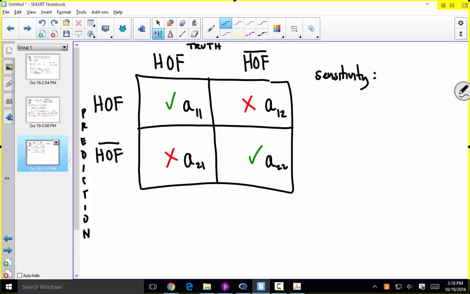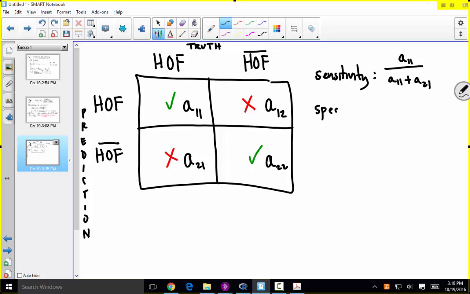Sensitivity is the proportion of true positives, true Hall of Fame players, that we correctly classified as Hall of Fame. So this would be A11 over A11 plus A21. Sensitivity: out of all the people who are actually in the Hall of Fame, what proportion of them did we correctly classify as being in the Hall of Fame?